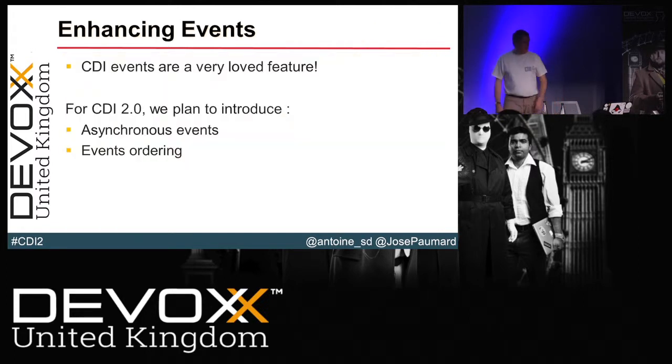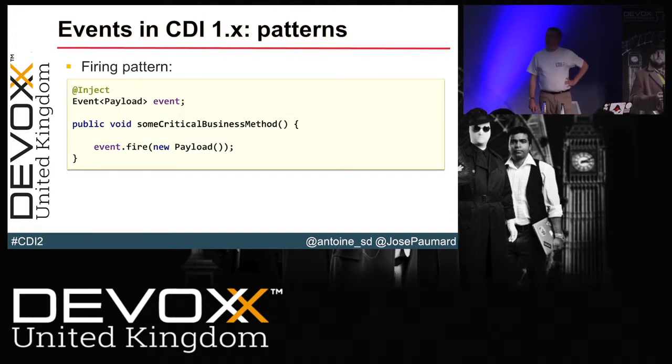Okay, great. So what's the deal with enhancing events? We're going to talk about two things: first, asynchronous events, and second, events ordering. Let's go through the pattern. Basically in CDI 1, I've got this event object with a parameter, which is the payload of the event. And in my business method, I can fire a payload to the observers. It allows me to completely decouple certain parts of my application, the firing side and the observing side.